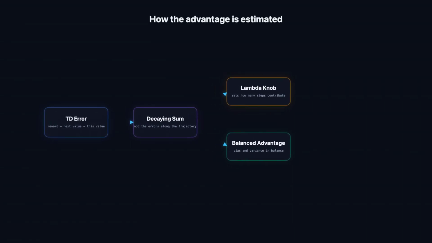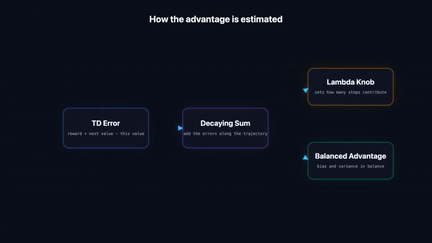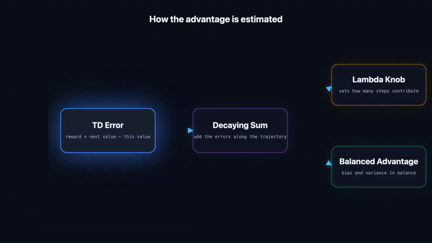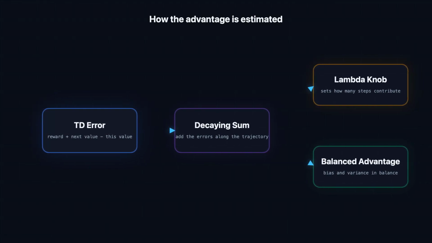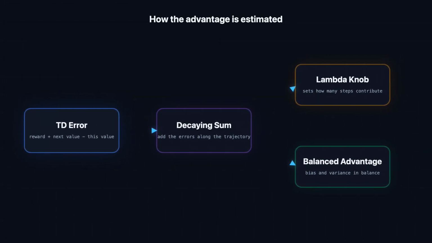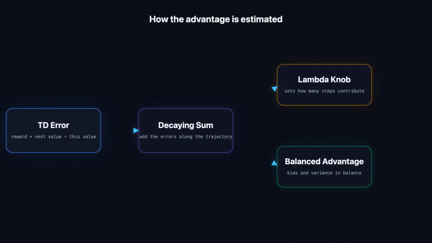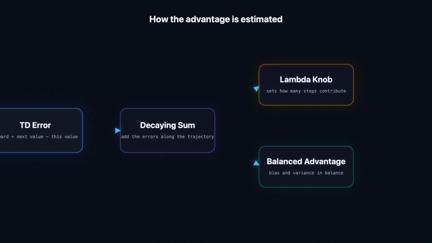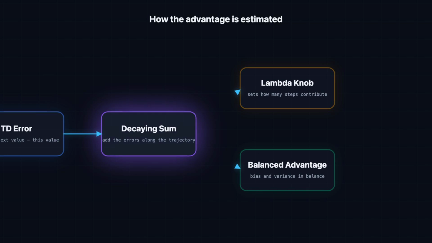So how does GAE actually compute that blended number? Follow the construction one step at a time. Start at a single step. The agent takes an action, gets a reward, and lands in a new state. From that we compute the temporal difference error, the reward plus the discounted value of the next state, minus the value we expected here. That little error is a one-step signal of surprise, and it's the raw material GAE is built from.